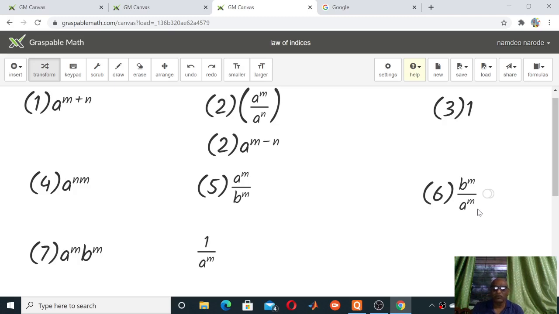Thus, we learn all the rules of the indices. So solve the questions given in the textbook, that is the fill in the blanks.